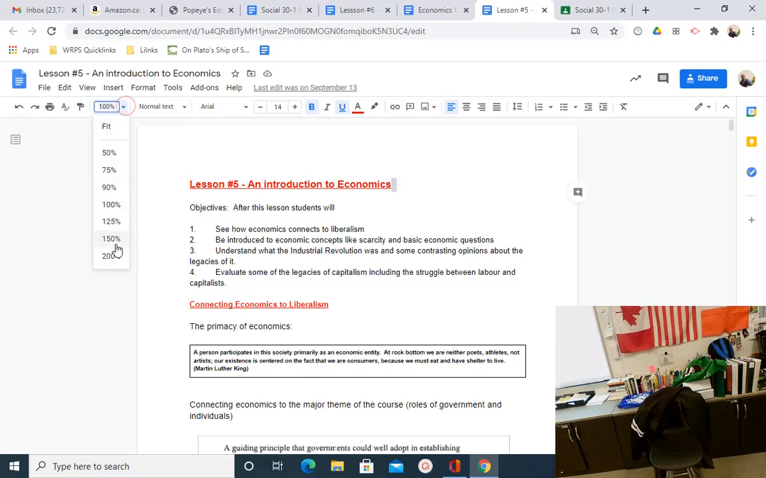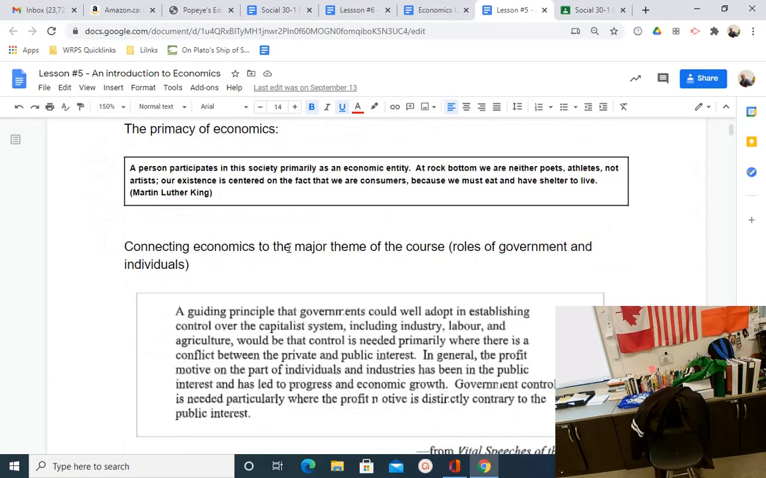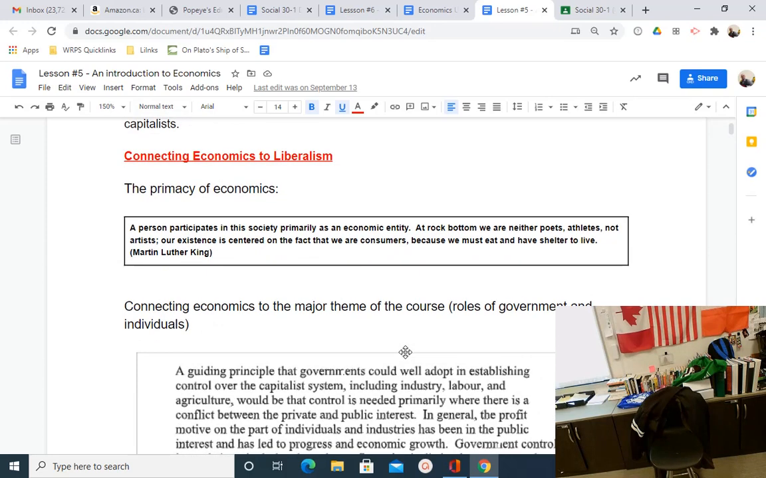So just to jump in and get started, here's a quote by Martin Luther King that you definitely don't need to copy down because it's in the lesson. You can always come back to it. And King isn't often quoted in economics. So when we're talking about economics, we want you to really focus on Adam Smith, Karl Marx. But I think that this is a good quote to get started because it talks about the primacy of economics.